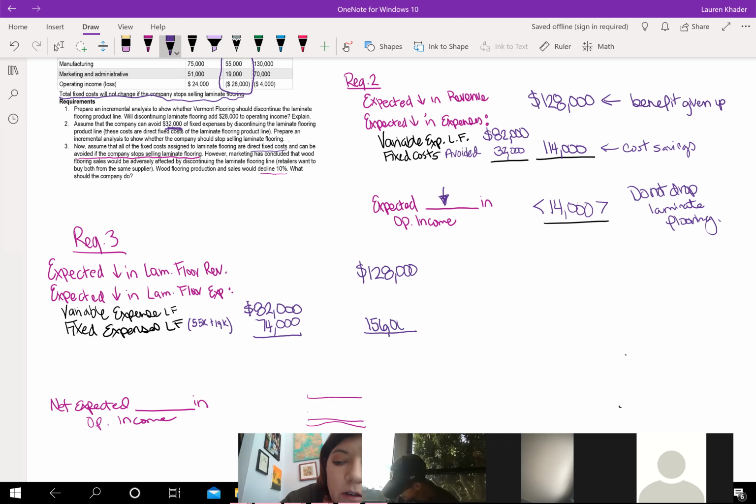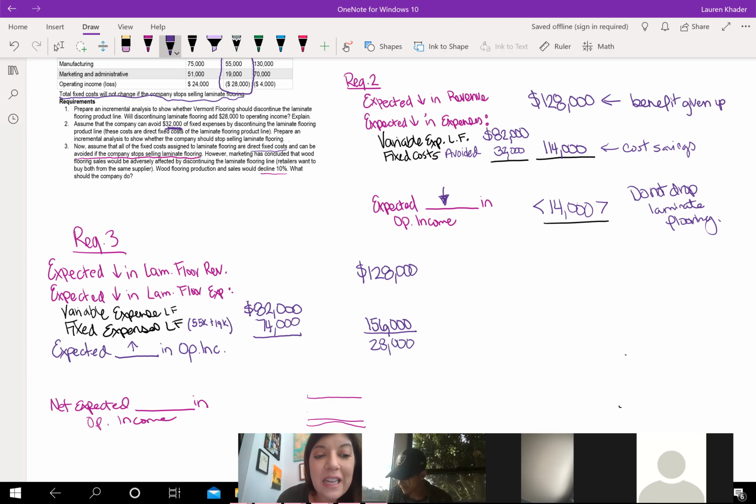Right? So we're going to compare that to our revenue that we're giving up, to get an expected increase in operating income, right? Because those expenses that we're giving up are greater than the revenue that we're losing. So 28,000 positive.